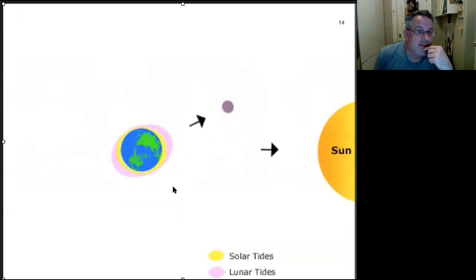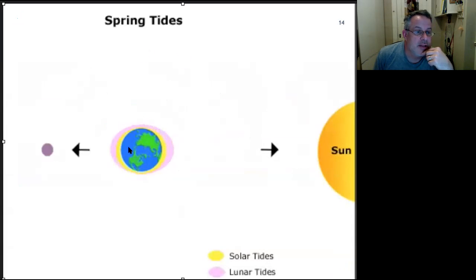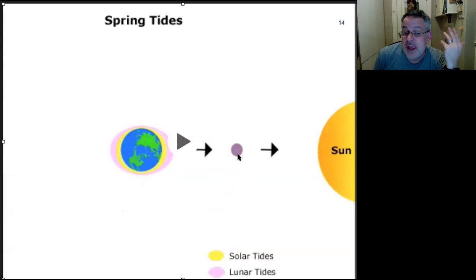So we have this little movie which shows you some of the pieces. Now you can see there's in yellow, the solar bulge, and then in purple, the lunar tides. And so we start with a spring tide. Now we have a neap tide where they're constructive. Spring tide, neap tide, spring tide. So spring tide happens at what phases of the moon?